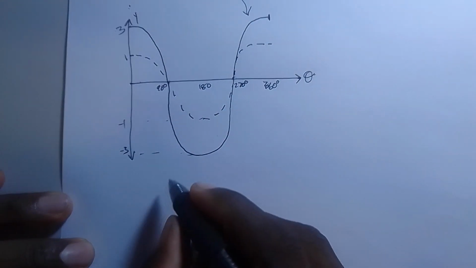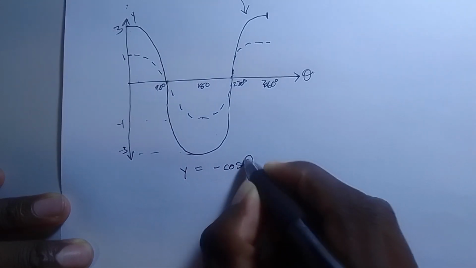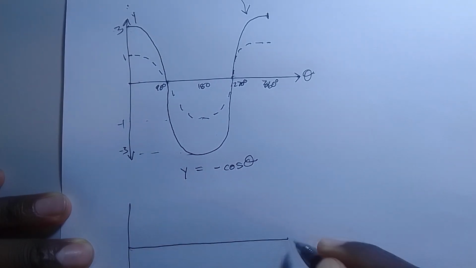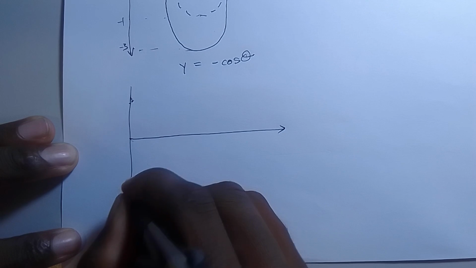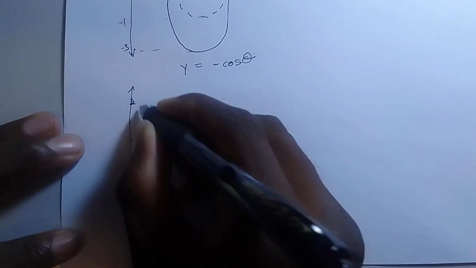The next one we'll do is y is equal to minus cos theta. For y is equal to minus cos theta, I'll first draw cos theta. Cos theta looks something like this.